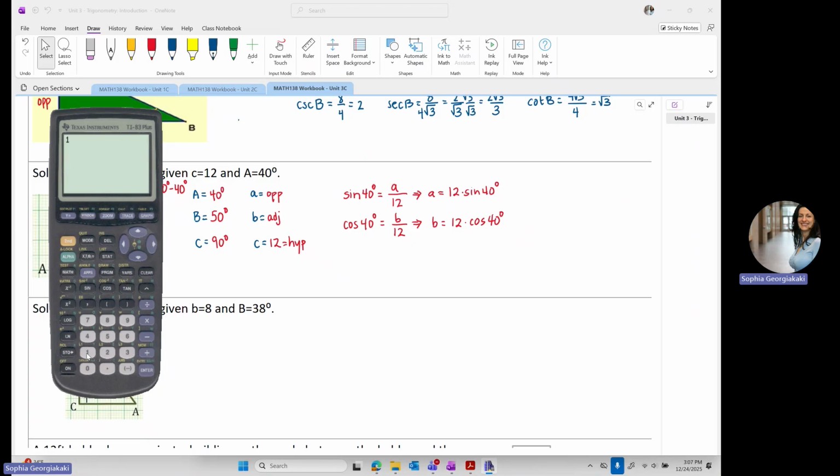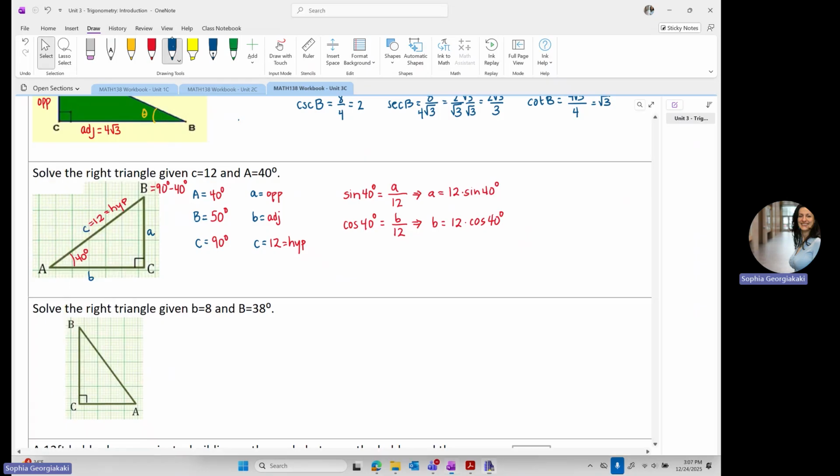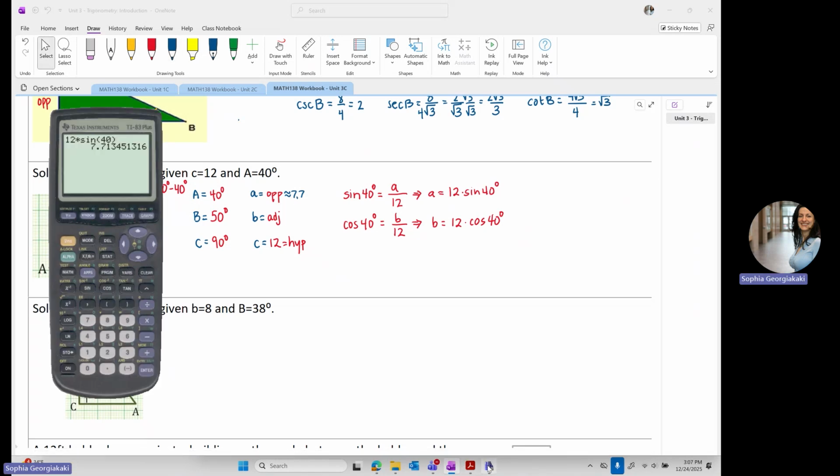If I do 12 times the sine of 40 degrees, the approximation to the nearest tenth will be approximately 7.7 for a. And b will be 12 times the cosine of 40 degrees, and that approximation to the nearest tenth will be 9.2.